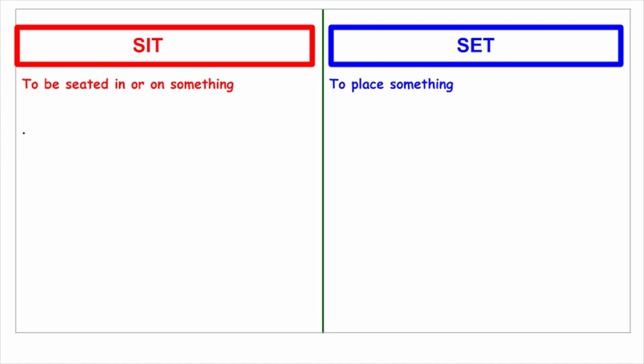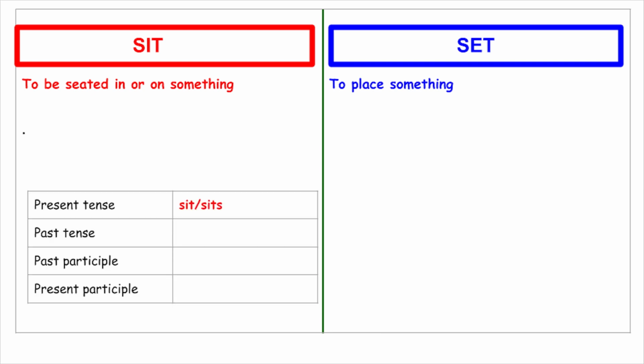What are the main verb forms of sit and set? Sit in its present tense form is sit. The past tense is sat. The past participle is also sat. And the present participle, which is what we call the ing form, is sitting.